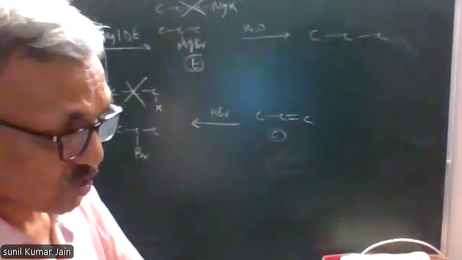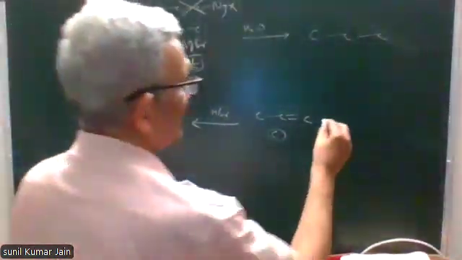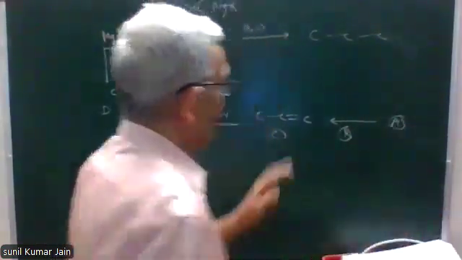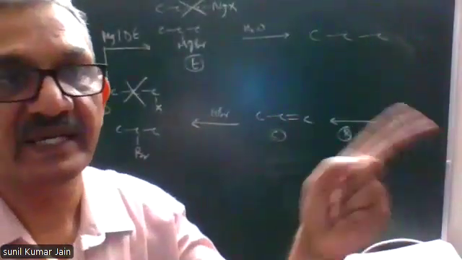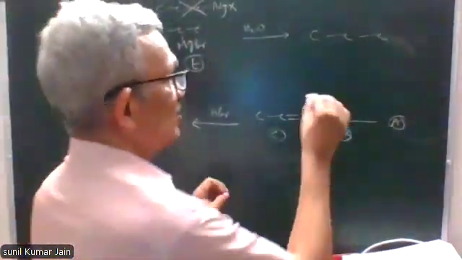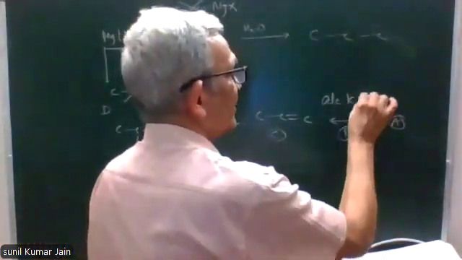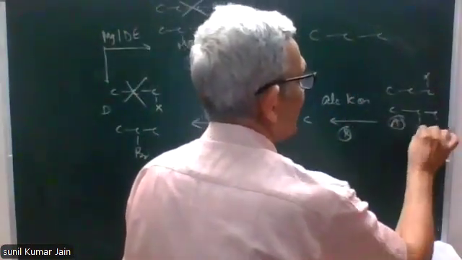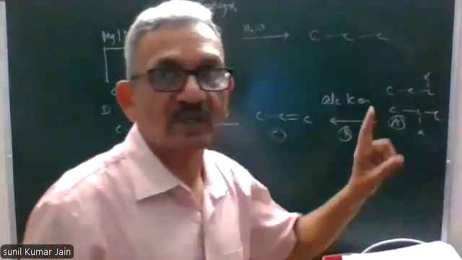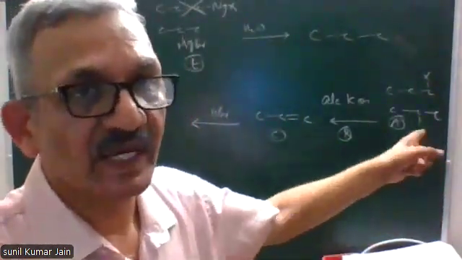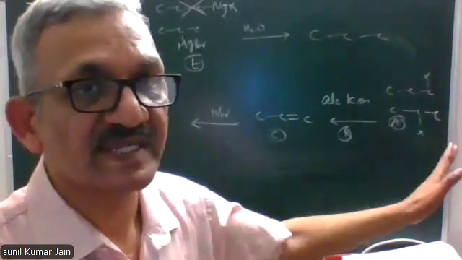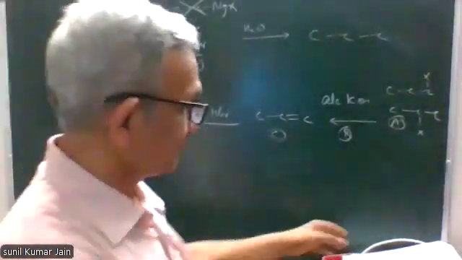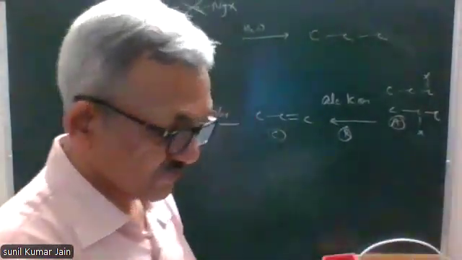Now, this alkene is obtained by the reaction between A and B. Alkene is obtained by dehydrohalogenation of alkyl halides. So this is alcoholic KOH. A may be 1-halopropane or 2-halopropane. Both answers are correct. 1-halopropane or 2-halopropane, both answers are correct. With alcoholic KOH, we'll get the same product, that is propene. Now, last fill in the blanks.